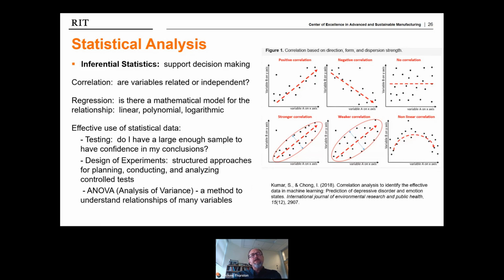Other statistical related processes that are very useful in manufacturing: design of experiments, which is basically structured approaches for planning, conducting, and analyzing controlled tests. And ANOVA, analysis of variance, is a method for understanding relationships of many variables and kind of a subset of design of experiments.